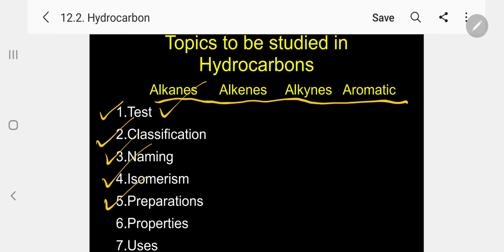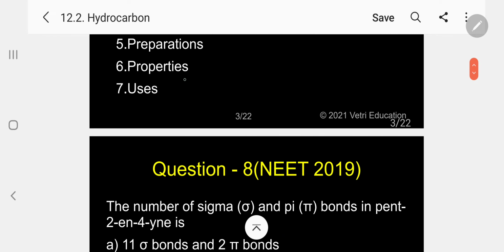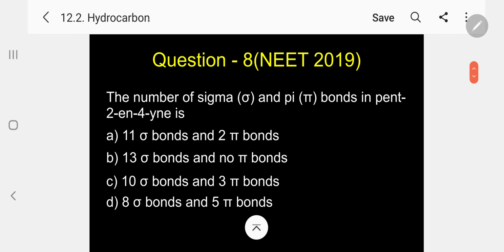Preparations, general method of preparation. Under this, we have to study laboratory method, commercial method and the important name reactions. Properties, physical and chemical properties we have to study. And finally, the uses of the first few members in each homologous series. Only after studying all this information will you be able to answer any question asked under the hydrocarbon. So let me go for the next question, question number 8, which was asked in NEET 2019.